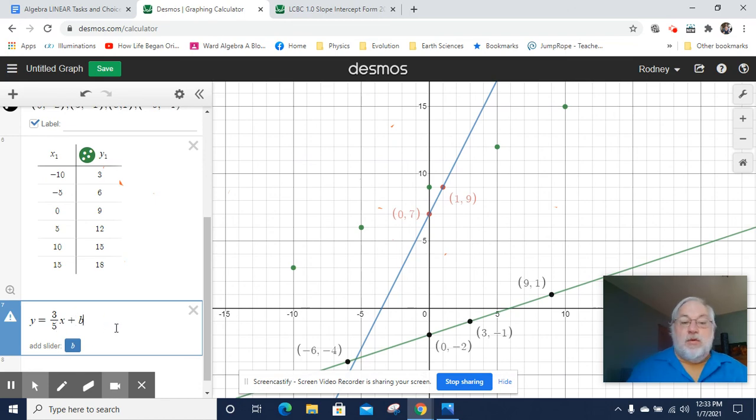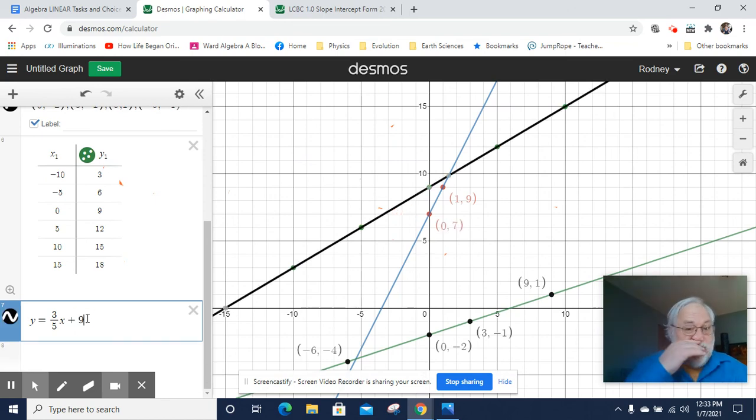Then let's figure out how we get the y-intercept. When you look at this table, if you want a y-intercept, you want to find where x is 0. That's 0, 9. If you go over and look on the graph, you can confirm that 0, 9 is on the axis. So the y-intercept is right here for me, 9. So I'm going to add 9, and there is a line that goes right through all those points. I have found it from a table.